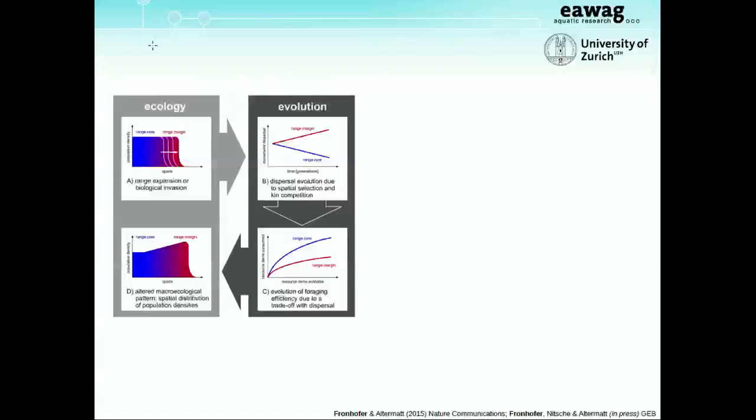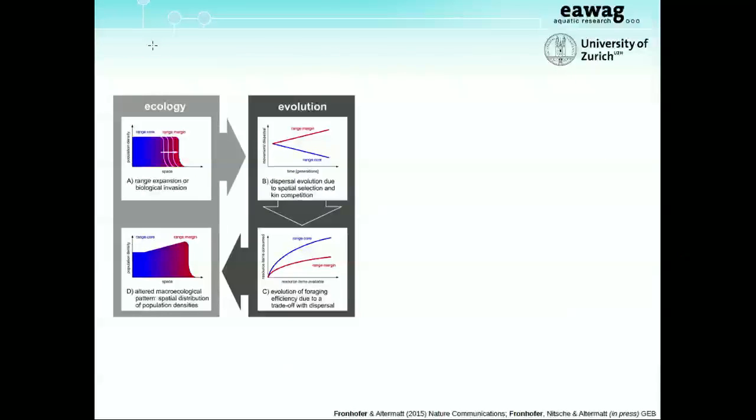So to summarize, in the control, what we find is an eco-evolutionary feedback loop. This ecological process of the range expansion selects for increased dispersal at the range front. This feeds back on components of the functional response. Remember, there's this trade-off between dispersal and foraging ability. And then it feeds back on the ecological pattern that we see, and it inverts the distribution of densities.